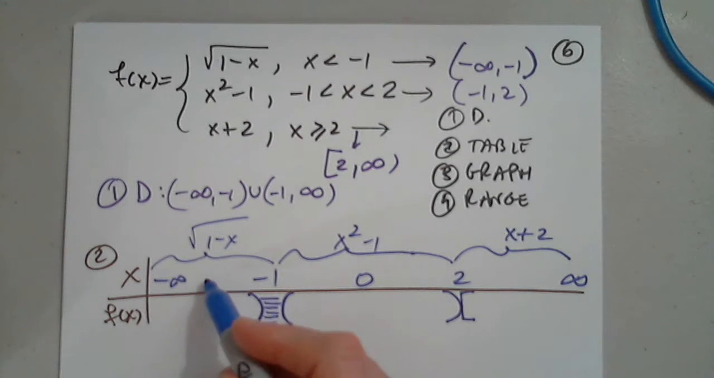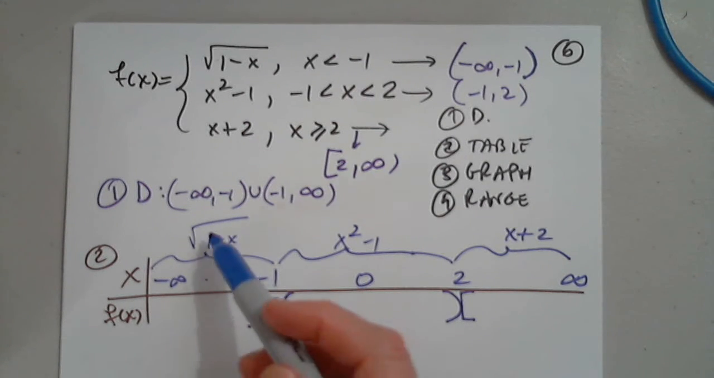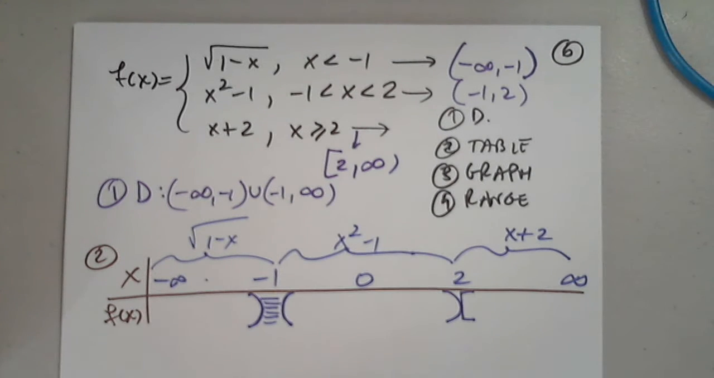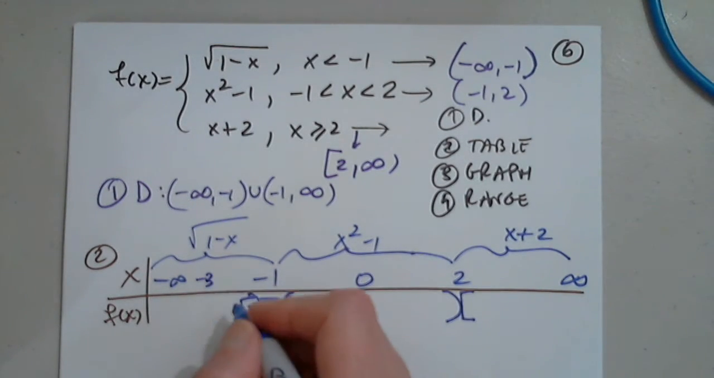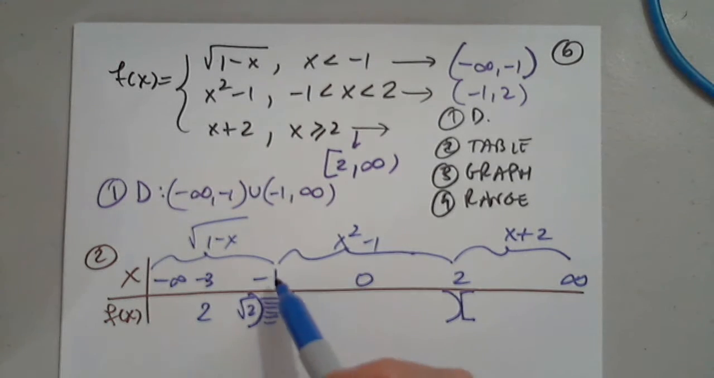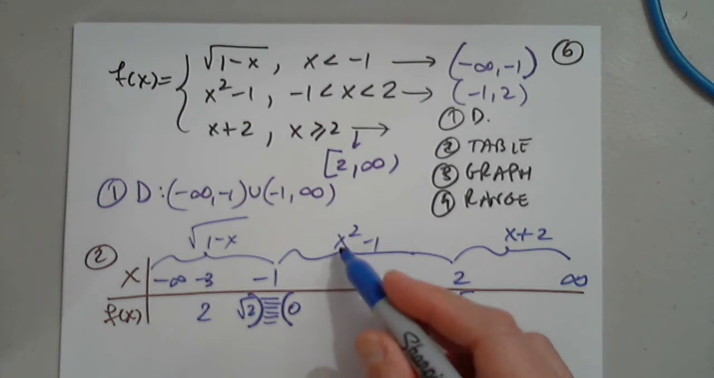Good, so let's plug in some numbers, something easy to calculate. This is not easy. When I plug in -1, what do I get? Square root of 2. Very good. Not easy to plot. And give me a number between negative infinity and -1 that, when I plug it in, I can take the square root easily. Very good, awesome. So that's -3, so the square root of 4 is 2. Great job. On this side, what do I get? Very good, indeed. For 0, I get -1.